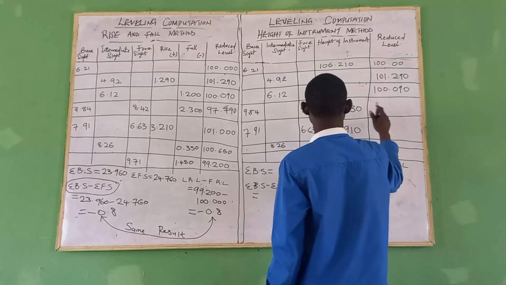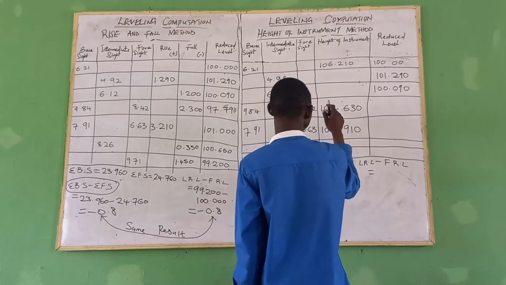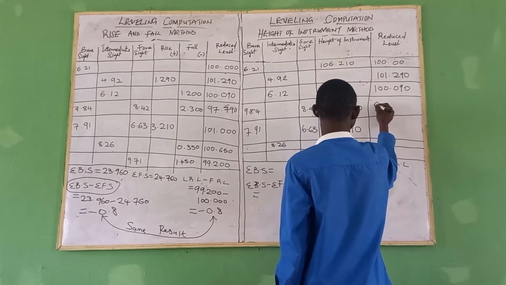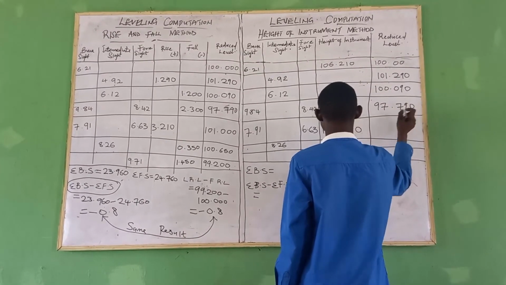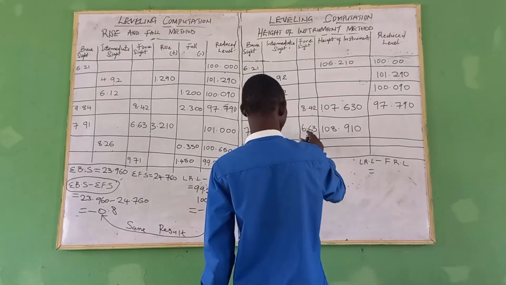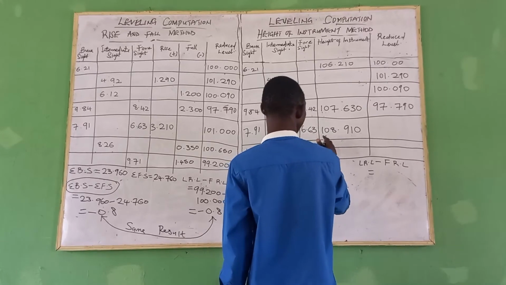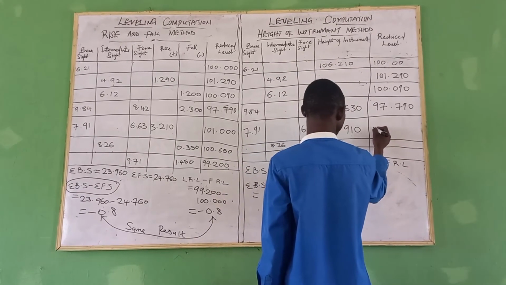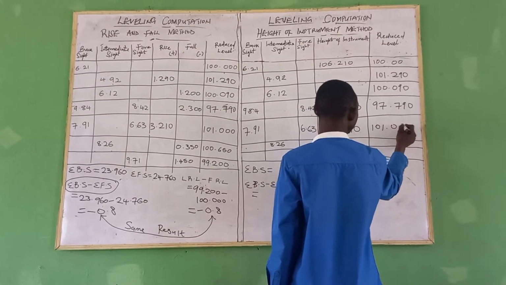Okay, this is the next height of instrument. So to obtain the next reduced level, 8.42 subtract from 107.630. What do we have? 97.790. And then for the last height of instrument, 6.63 subtract from 108.910. What do we have? 101.000.